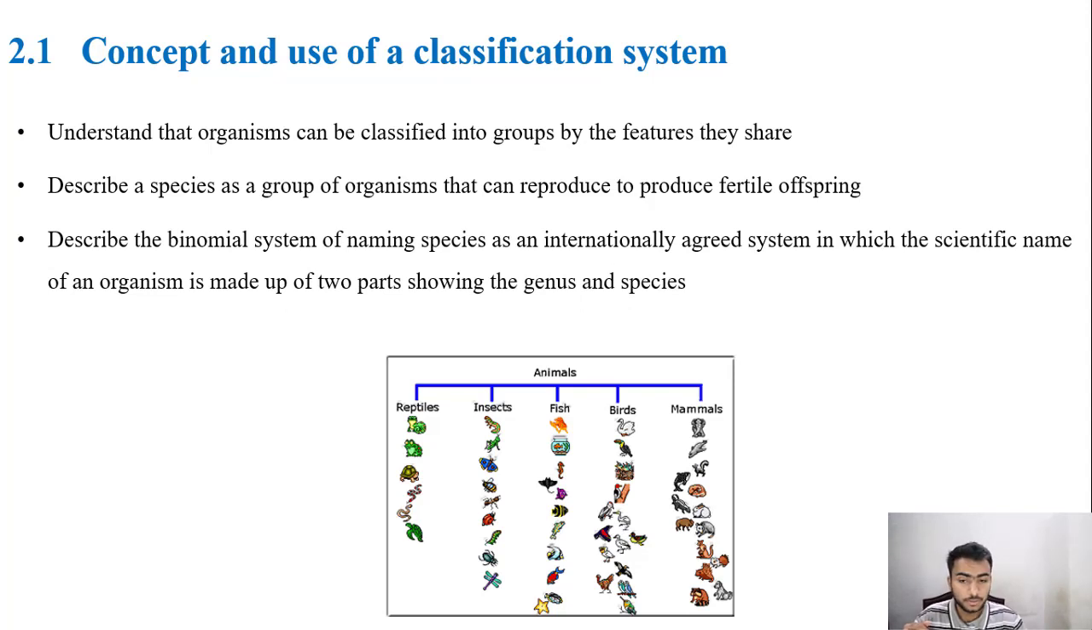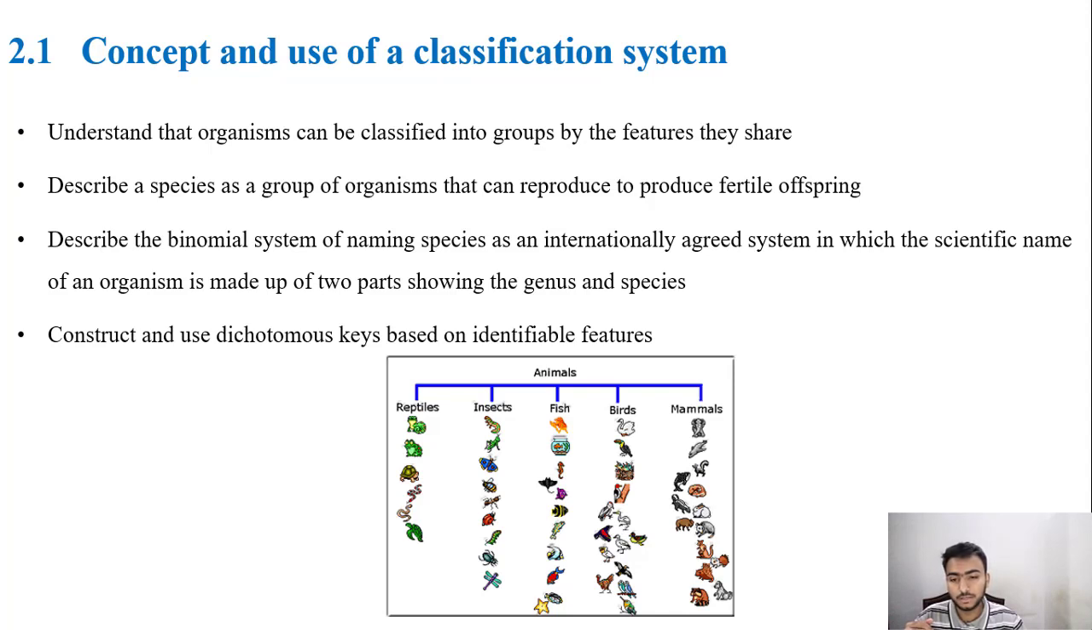Then we will discuss the important part, the binomial system, or binomial nomenclature, which is an internationally agreed upon system of assigning names to living organisms that consists of two parts, the genus and the species name. And then we will take a look at the dichotomous key. What's a dichotomous key? We'll learn how to construct one based upon the identifiable features of different living organisms, and see how scientists group living organisms to identify them.